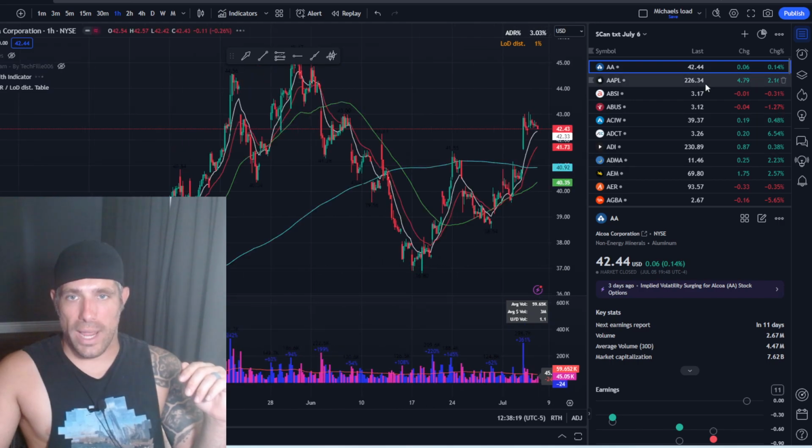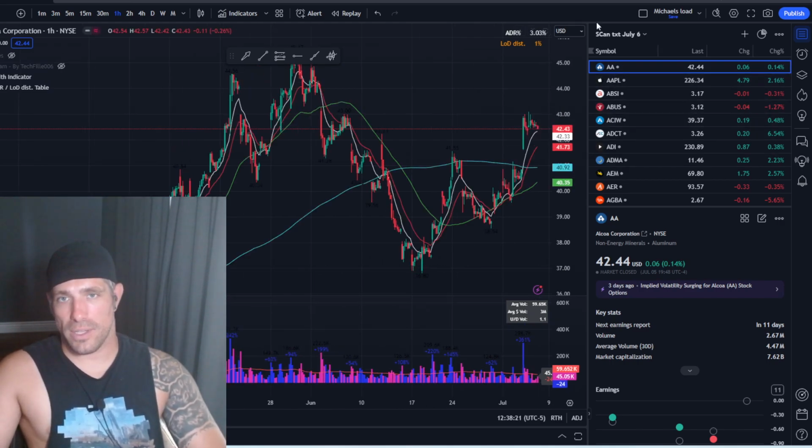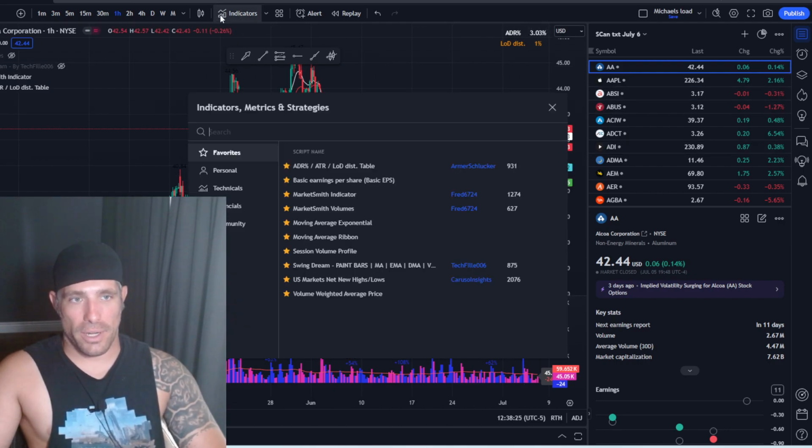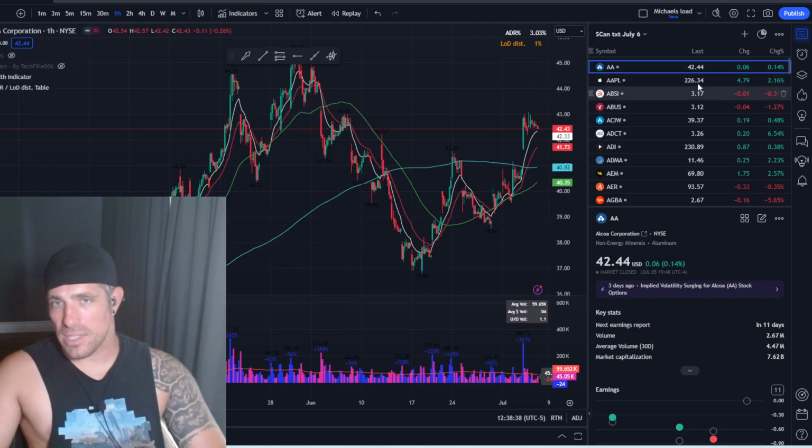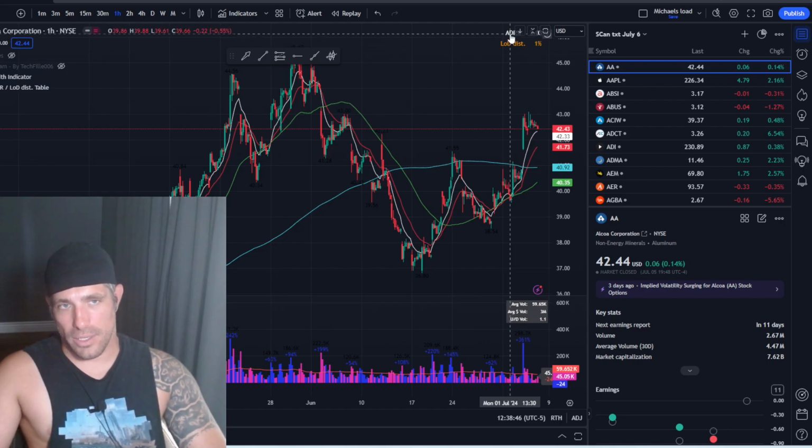And then we run through these. The easiest way I start off is I look at this ADR percentage at the very top. If you want the ADR percentage, you can go up to your indicator and type in ADR percentage, ATR, LOD distance table by Armor Shoe Looker. This one is real simple, and you can see it at the very top. If you don't see the ADR percentage at the top, it's because you need to change your background from white to dark so you can see the contrast, okay?